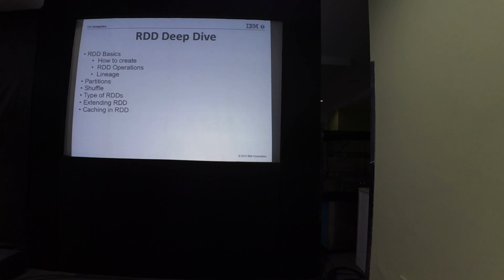Basically, partition is a very key thing for RDD. And then we'll talk about shuffle. The performance, scalability, and reliability of Spark depend on shuffle a lot. Then we'll talk about types of RDD and how to extend RDD for domain-specific use cases. And then we'll talk about caching in RDD. I'll do a code demo along with that for some of the key concepts: lineage, partition, RDD type, extending and caching. So I'm Satya, I'm a solution architect at IBM, and I work in a Spark team here.